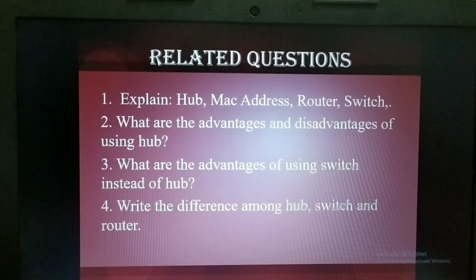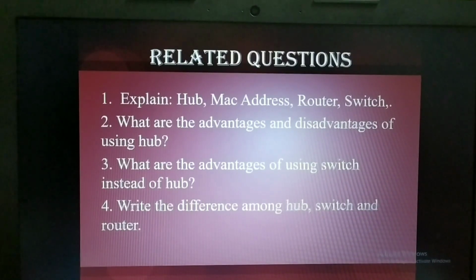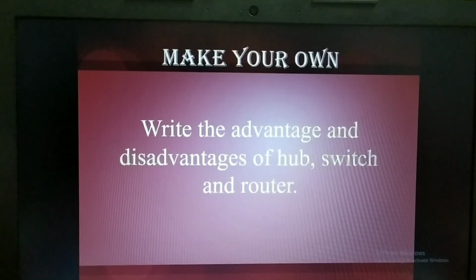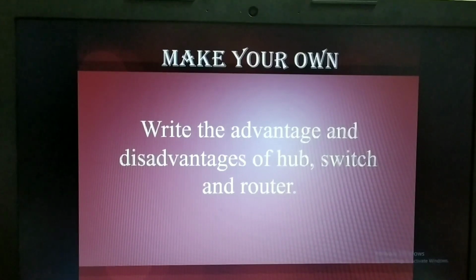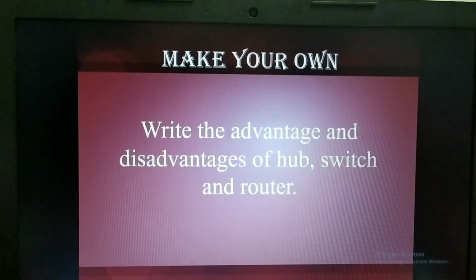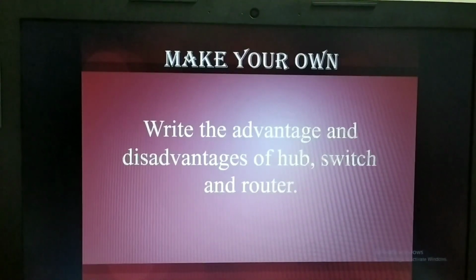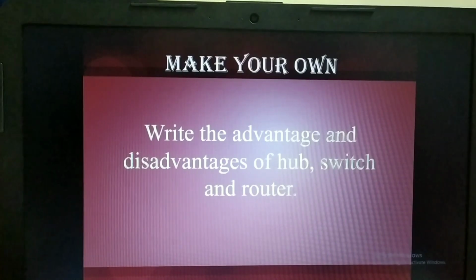Another question you must learn and write is the working procedure. How does the hub work, how does the switch work, how does the router work? Working procedure is very important. Make your own. Another question: write the advantages and disadvantages of hub, switch, router. I'm giving you a clue. I have already told how to write the differences, or which one is advantage, which one is disadvantage.